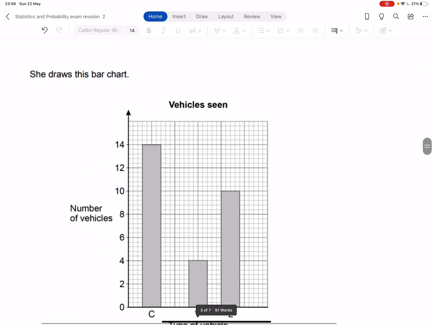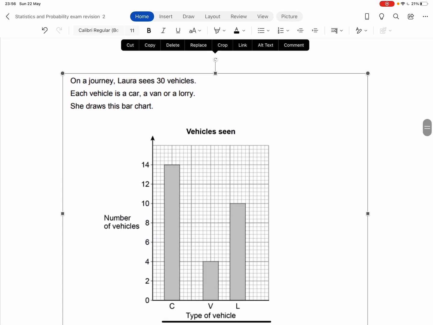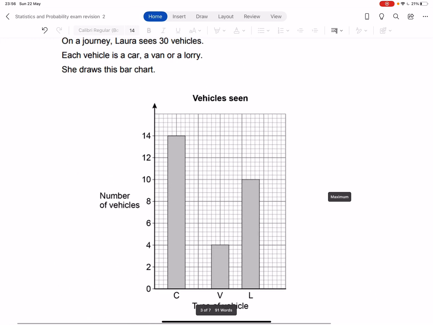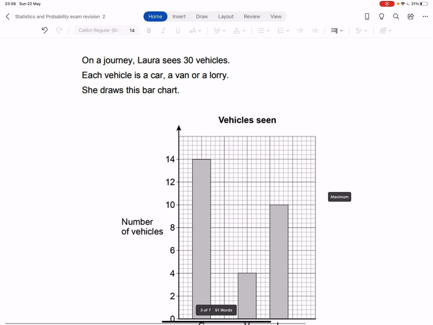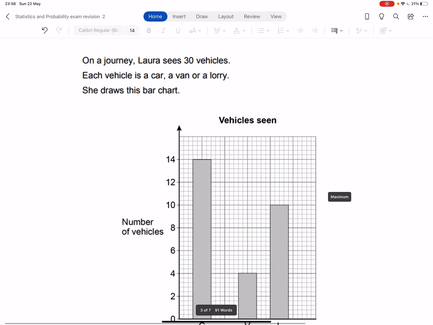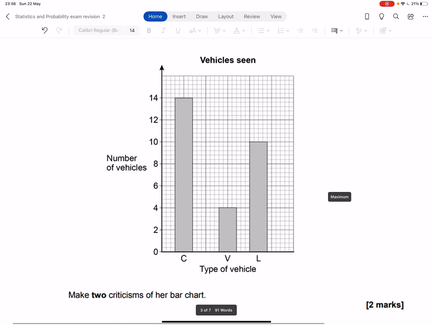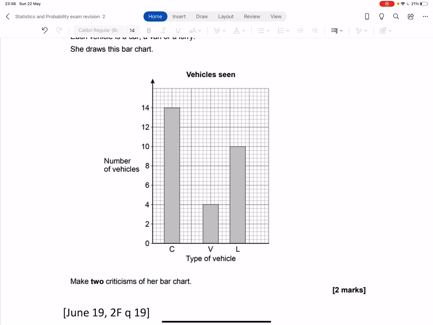Next question. On a journey, Laura sees 30 vehicles. Each vehicle is a car, a van, or a lorry. She draws this bar chart. Make 2 criticisms of her bar chart. So criticisms means find 2 mistakes. So find 2 mistakes about this bar chart.